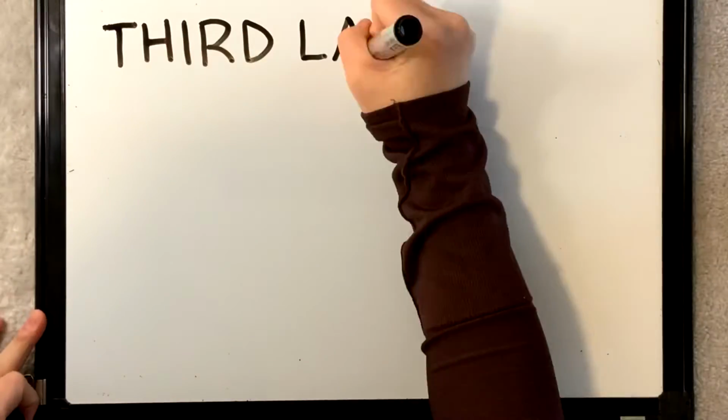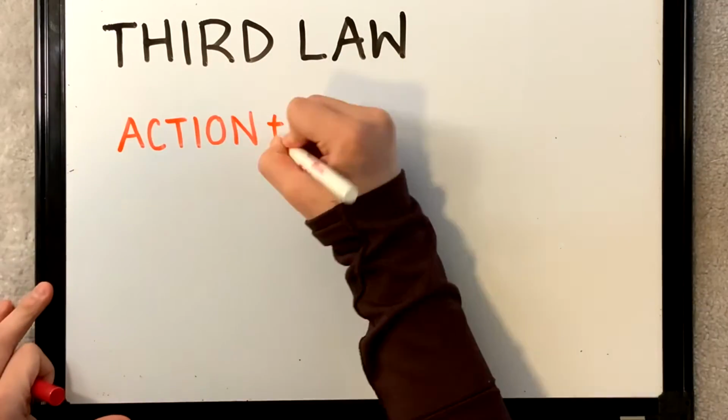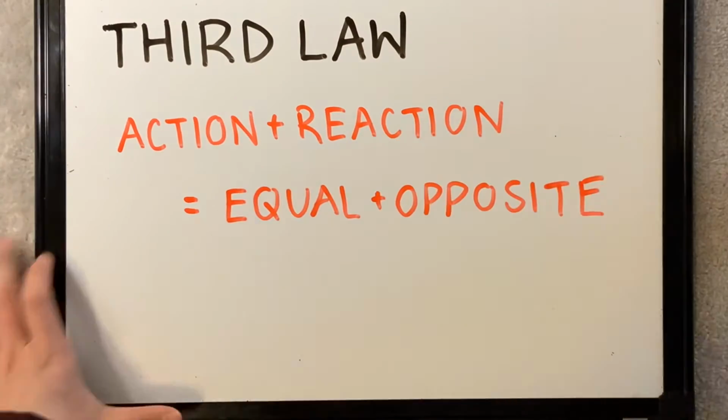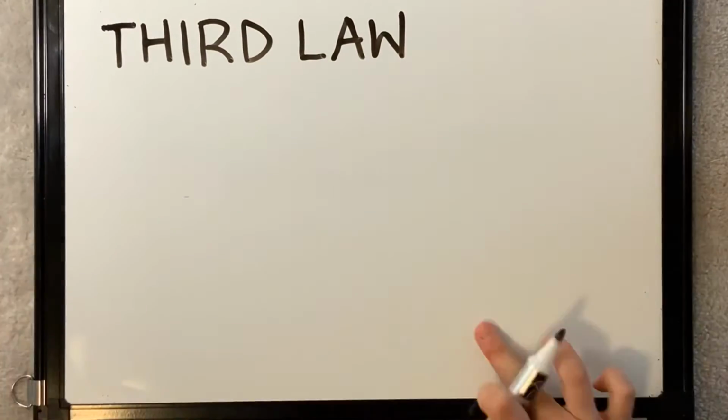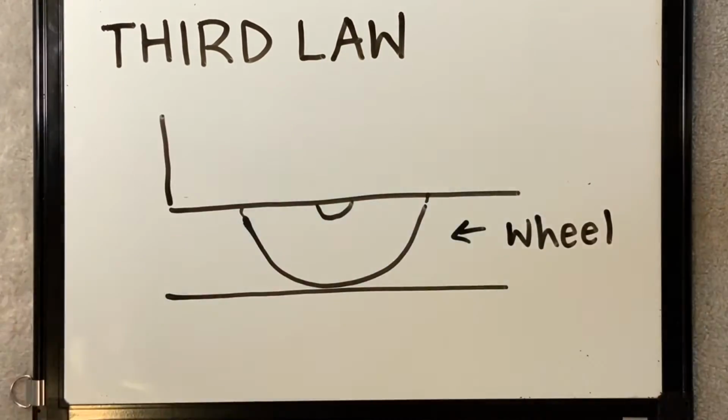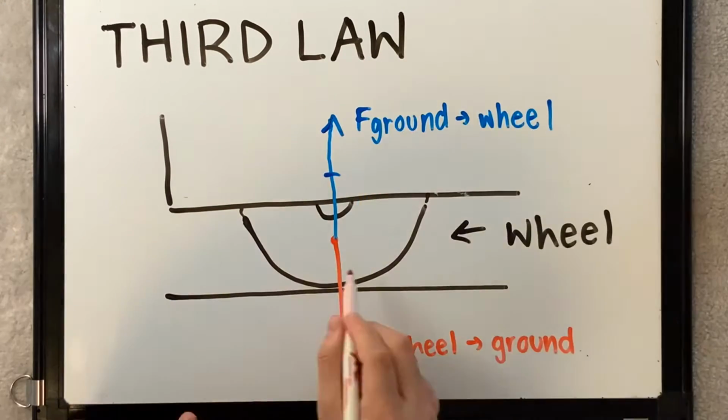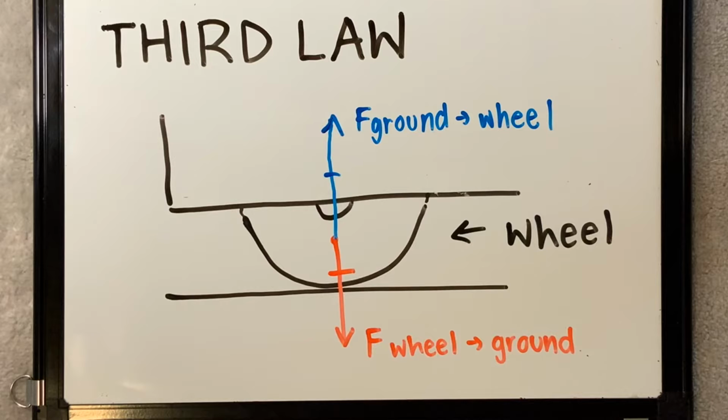Lastly, the third law. This law states that action and reaction are equal and opposite. In short, for every action, there will be an equal and opposite force causing a reaction. While driving, the wheels exert a force into the ground, and the ground exerts a force equal in magnitude but opposite in direction, creating the action-reaction pair.